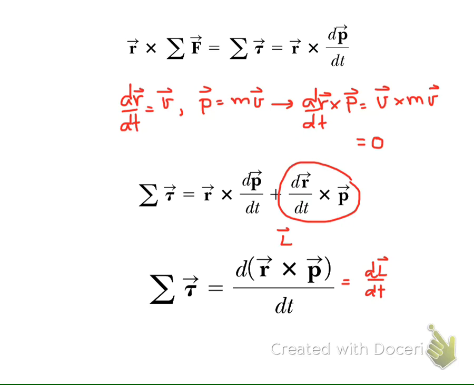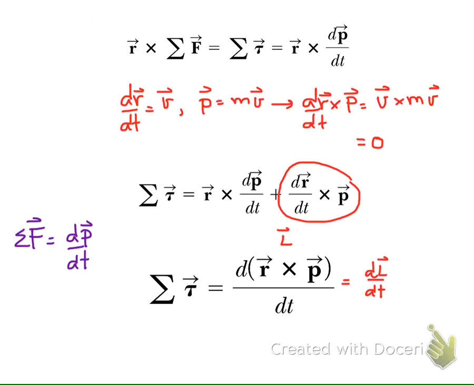This means that we can relate the net torque on a particle to the rate of change of the angular momentum. This relation is very similar to the second law, where we write the net force in terms of the rate of change of the linear momentum. So you can see the similarity between these two equations.